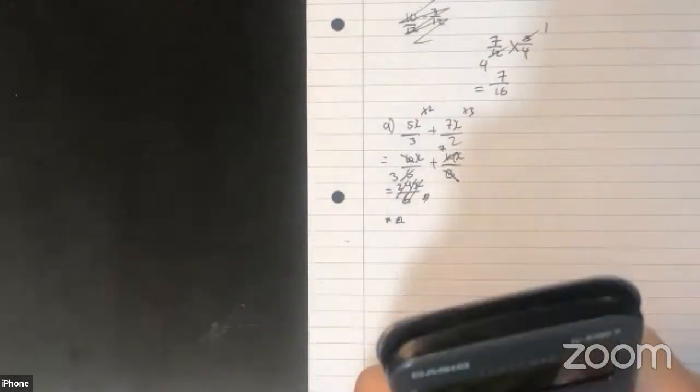Now choose a random X for me. Five. Okay, 5. Now replace this as 5. You just press your calculator here, but replace the X as 5.